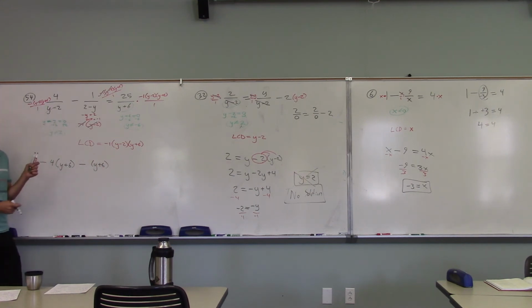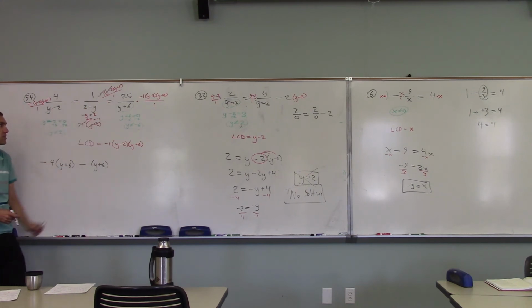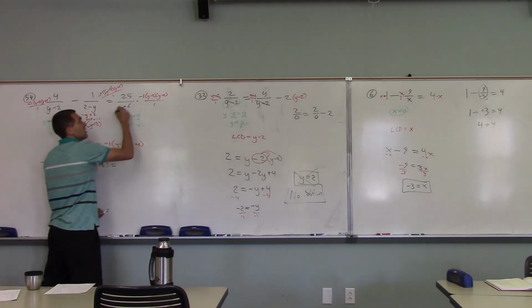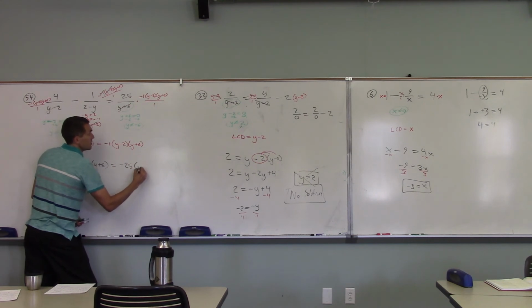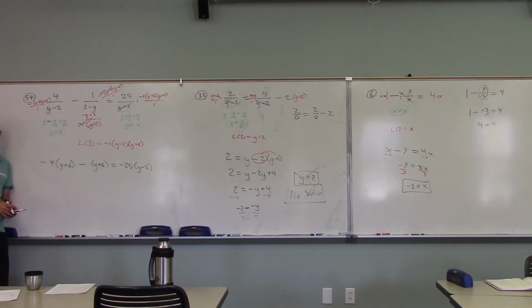Again, it's in parentheses. You can't forget you're subtracting the entire y plus 6, so there's parentheses there. Equals, and what cancels on the other side? Y plus 6. There we go. So we get negative 25. So find the LCD, multiply by the LCD.